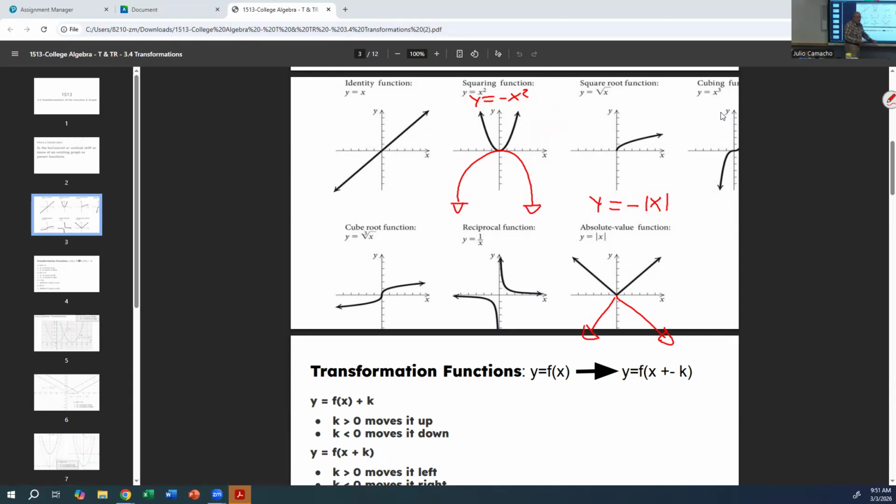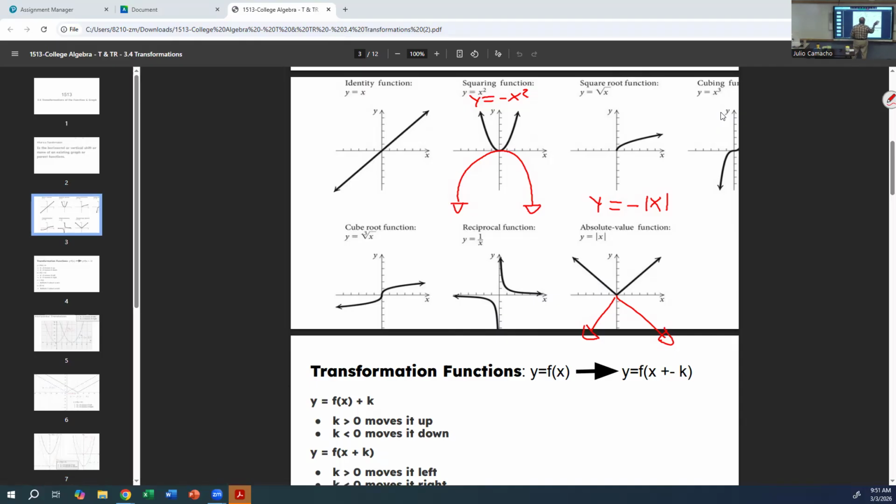If it's positive, both arms up. If it's negative, both arms down. The absolute value, if it's positive, the V will have the arms up. And if it's negative, the V will have the arms down, both. So that is the way that you can find out if a function is negative or is positive.